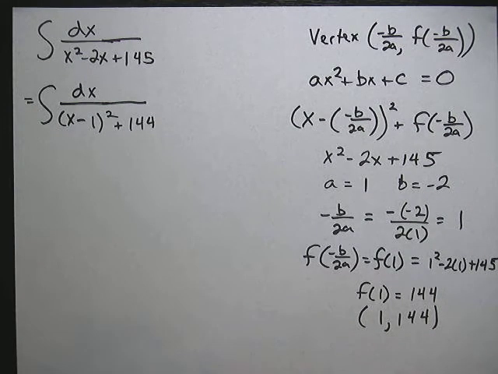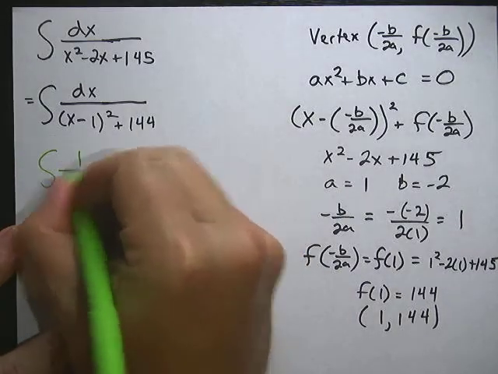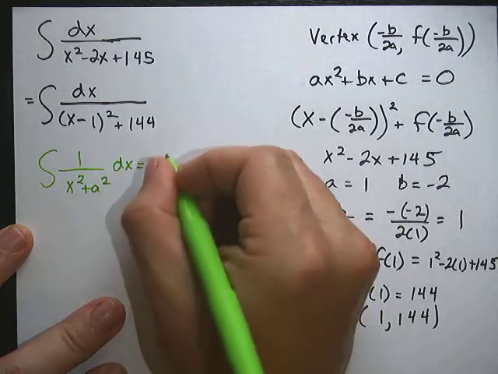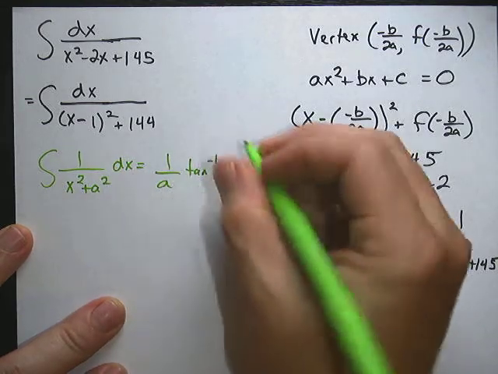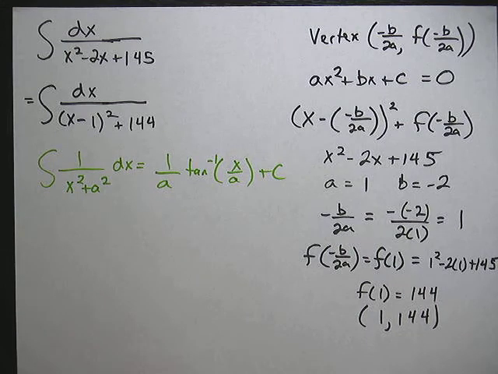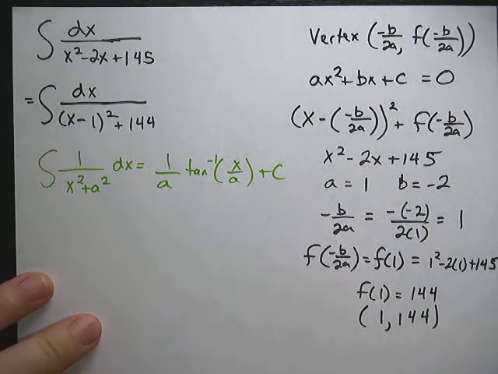Now that we've done that, let's do a u-substitution, because it looks like we may be able to use this formula: the integral of 1 over x squared plus a squared dx is equal to 1 over a times tangent inverse of x over a, plus c. The difference is that instead of x, we have x minus 1. The a is fine because our a would be 12, since 12 squared is 144.